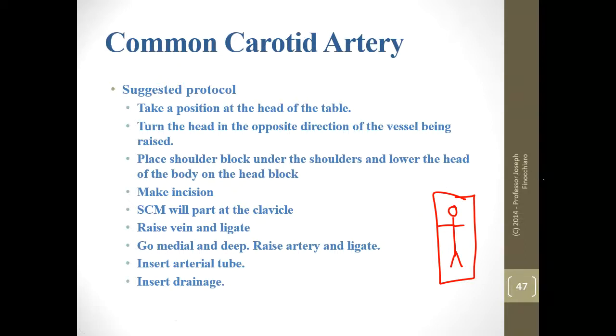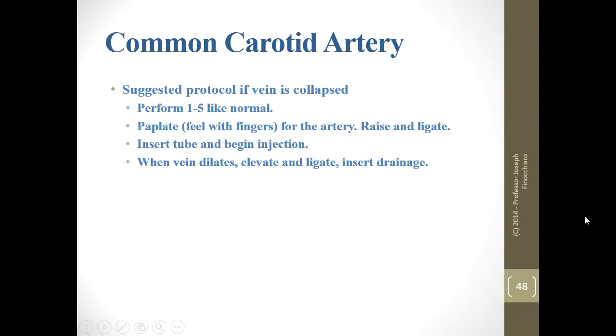Turn the head in the opposite direction of the vessel being raised. So if we're raising a righty, we turn the head towards the left. And then follow the instructions. Just follow the instructions right down the list. If the vein is collapsed, perform 1 to 5 like normal. Palpate, which means you're going to go in there feeling for it. Feel for the artery. Use your fingers. Raise and ligate it. Insert tube and begin injection.